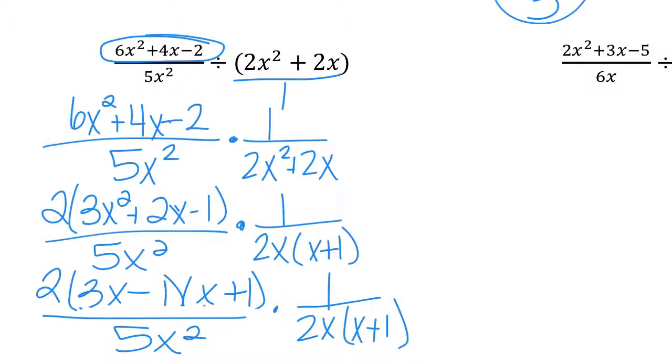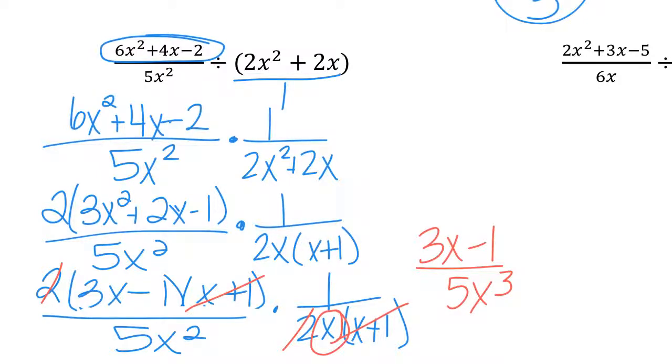So what can I divide out now? I can divide out the 2. I can divide out the x plus 1. And that's it. So my final answer is the 3x minus 1 times 1, 3x minus 1 on top. And then the 5x squared times what's left over here, which is the x. So 5x cubed.